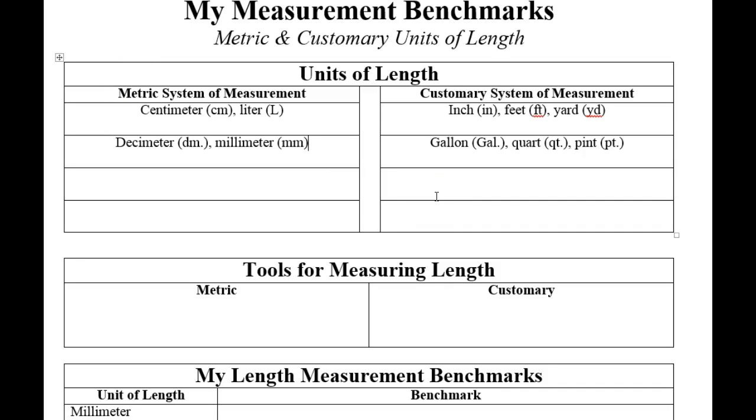Is there any others? There are lots of others. Milliliter? Yeah. Okay. Decimeter. Milliliter. Think about weight or mass. Pounds. Okay. We use pounds. We do. Ounces. Okay. Yeah. Pounds.